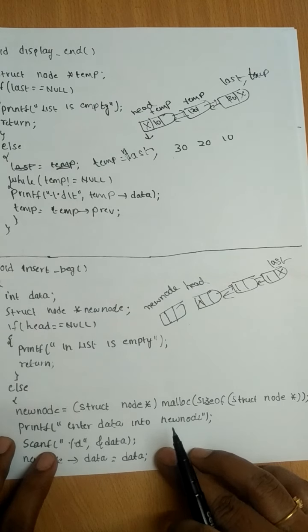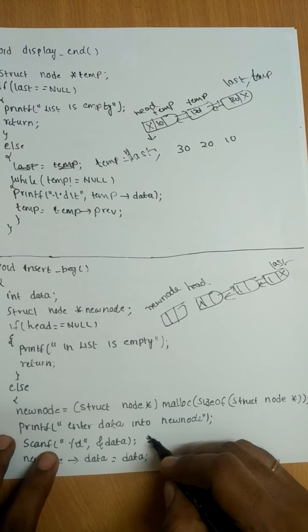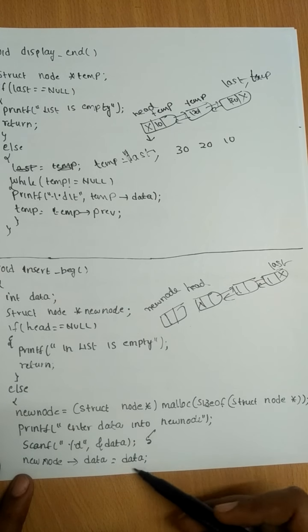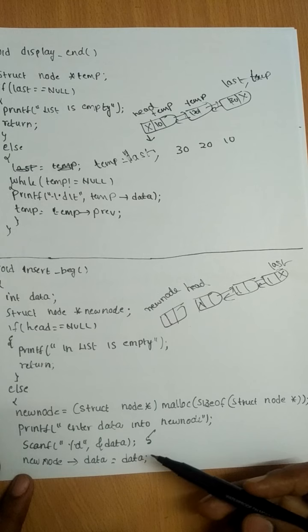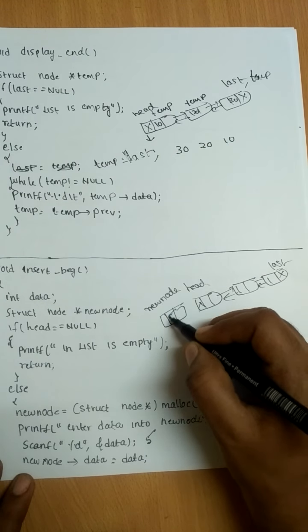Now read the data that we want to insert in the new node. Suppose we enter the data 5, now what is the next step? New node of data equal to data. That means place this data in the new node.